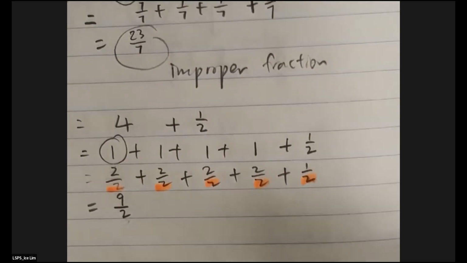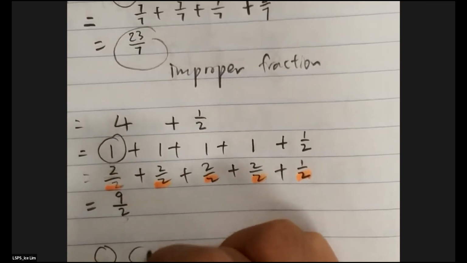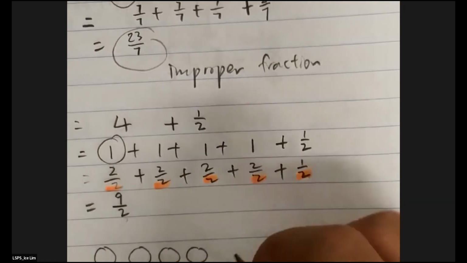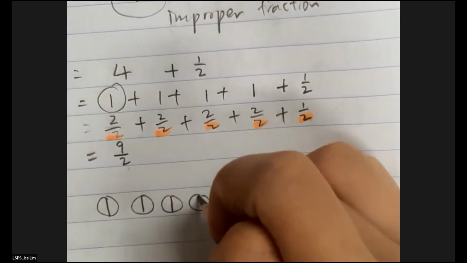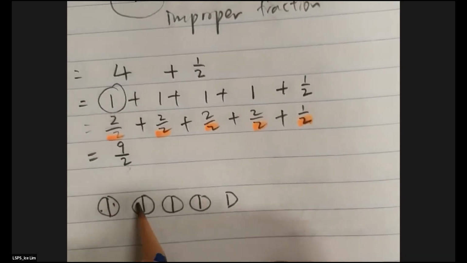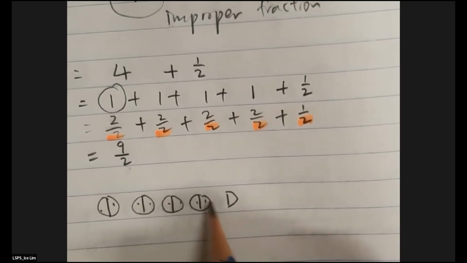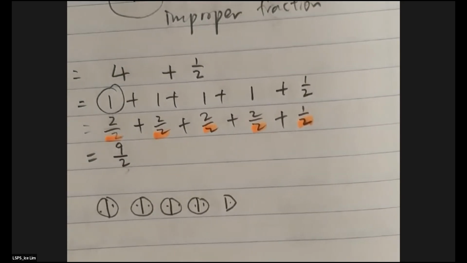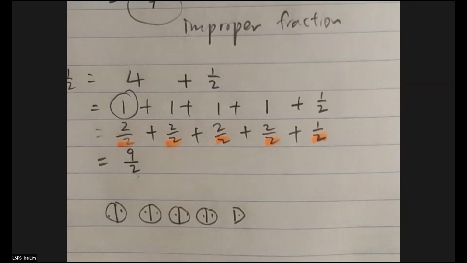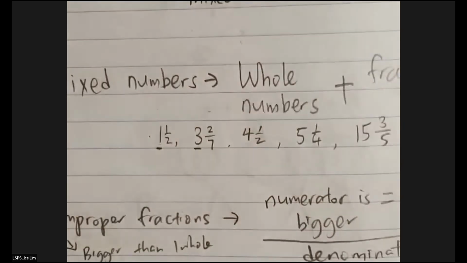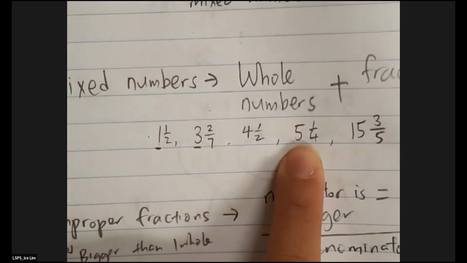If I really need to, I can draw 1, 2, 3, 4, 4.5. Half, half, half, half. 1, 2, 3, 4, 5, 6, 7, 8, 9. 9 halves. Is this okay? Last one for you to try on your own. Let's go with the 5 and 1/4.